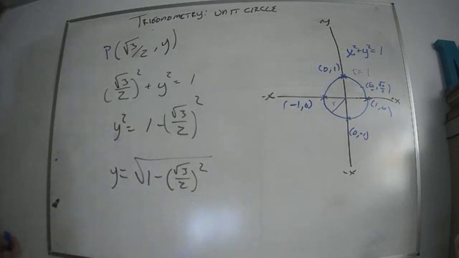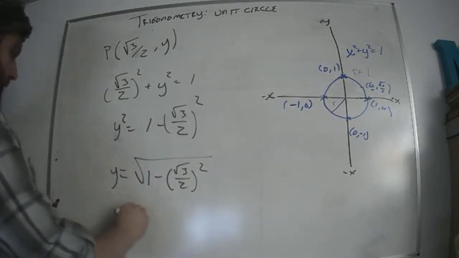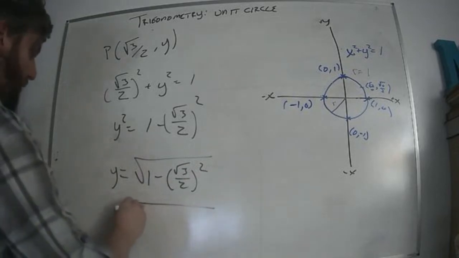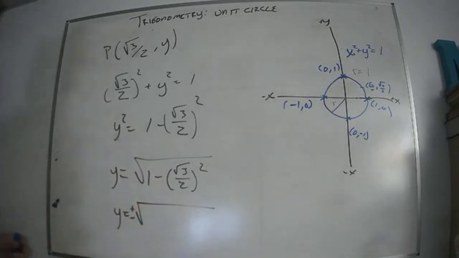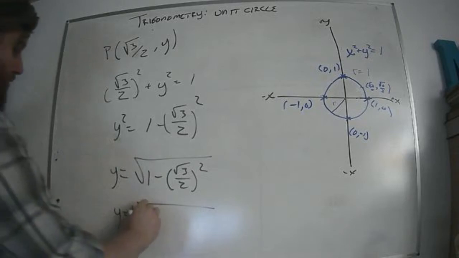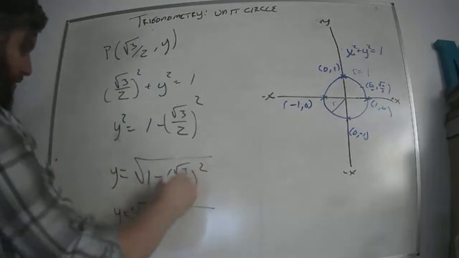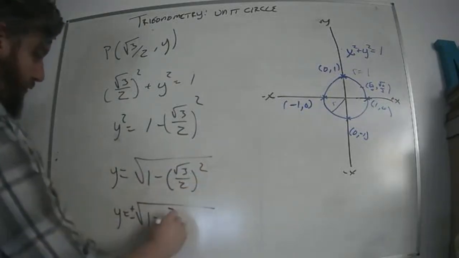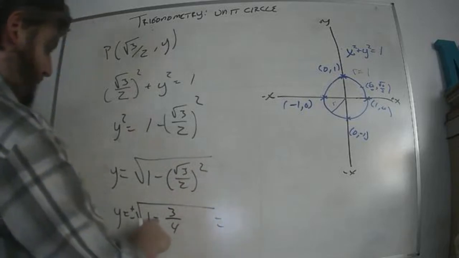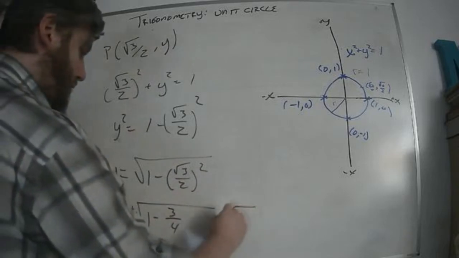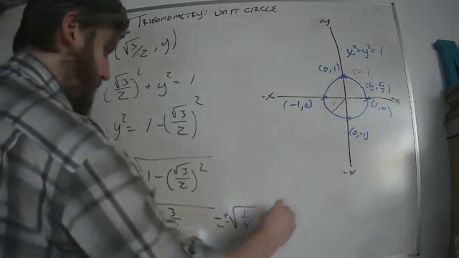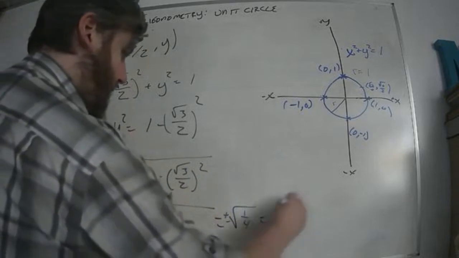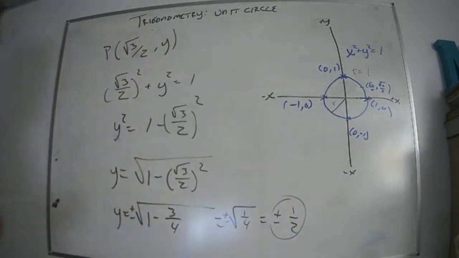Right? But what do I have? This is actually y equals plus or minus the square root of 1 minus square root of 3 over 2 squared. The square root of 3 squared is 3, 2 squared is 4, so this is the square root of 1 over 4, which equals plus or minus 1/2. Sorry about that.